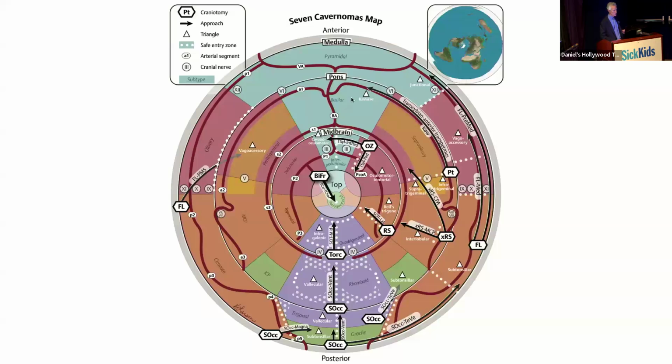And you can see the different subtypes in the colors. You can see the arterial landmarks. The hexagons are the craniotomies. The arrows are the surgical approaches. And again, the dotted lines are the safe entry zones. So this map integrates all of that information in another form.